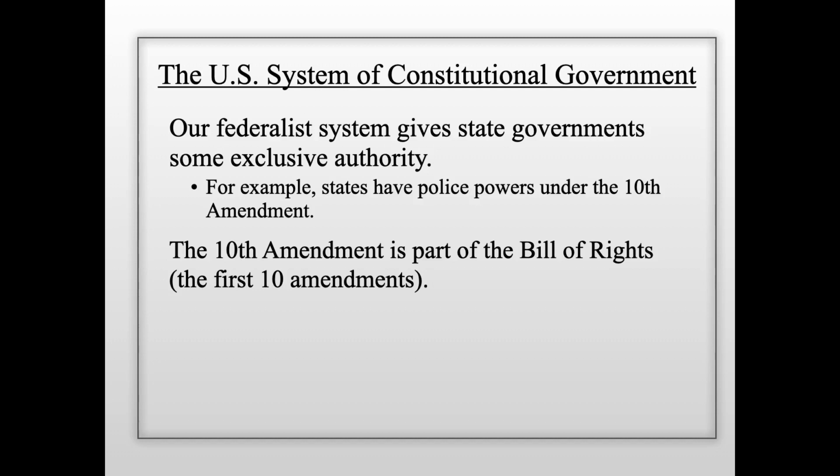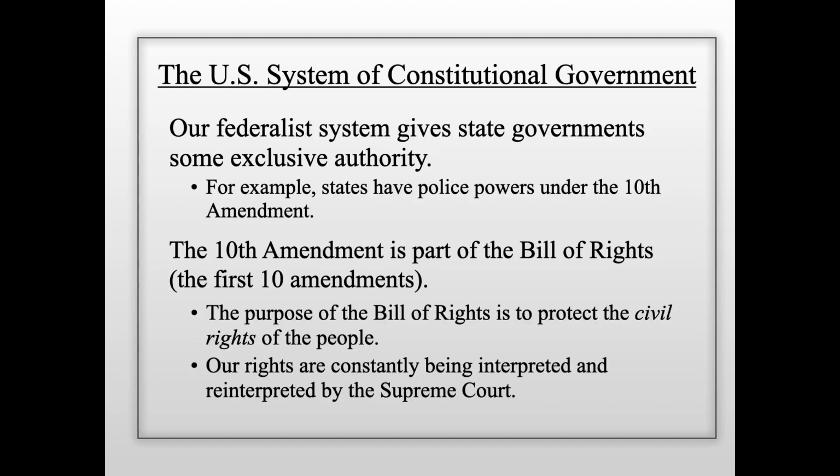So you have a right to trial by jury. You have the right to be told what crime you're accused of so that you can defend yourself. You have the right to a lawyer. The government cannot put you in jail unless you've been convicted of a crime by a court, by a jury. So all of these things are part of the Bill of Rights.